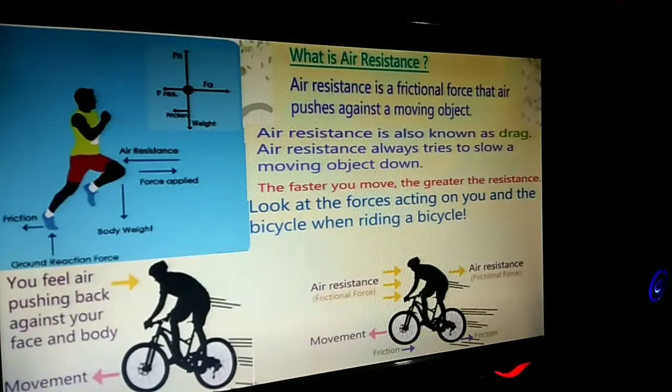When you are riding a bicycle, there is frictional force on the tires of the bicycle, and air resistance on the face as well as air resistance on the back. But these are all in one direction and the movement of the object is in another direction. The frictional force will be along with the air resistance. If you overcome this air resistance as well as the frictional force, you can move the object in the front direction.